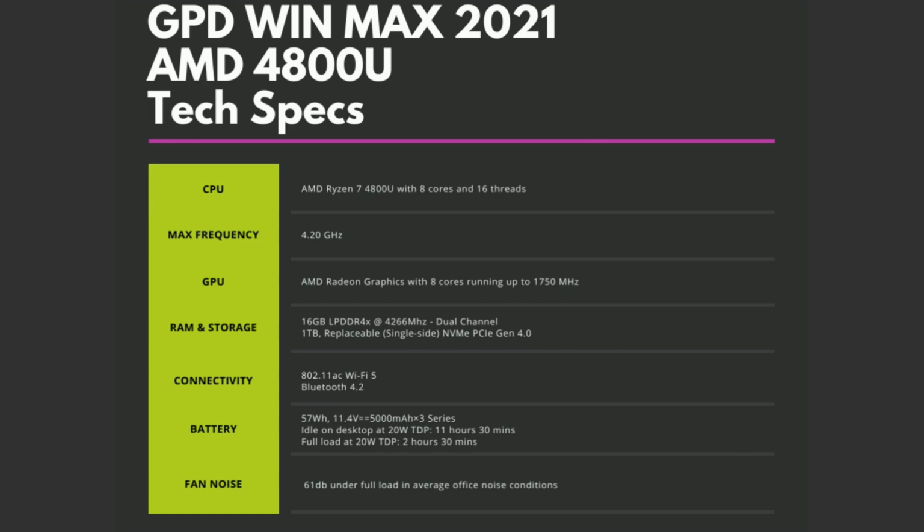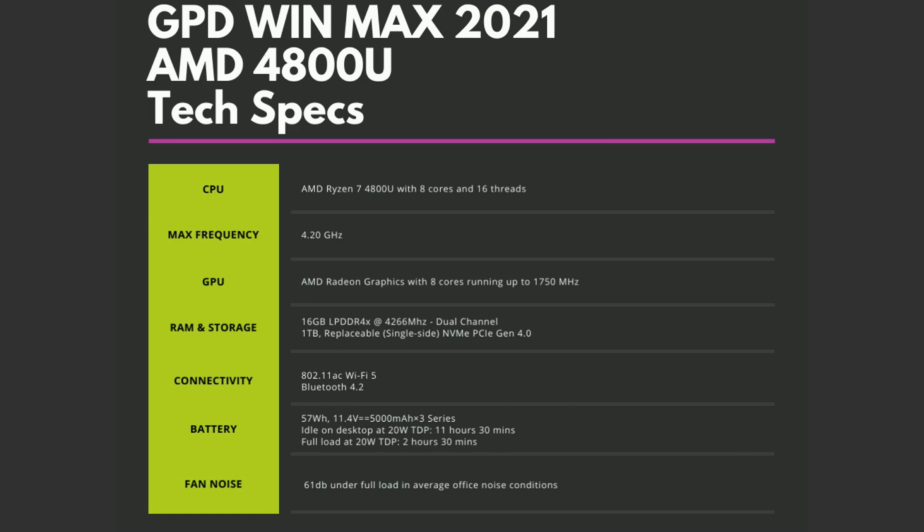Inside you can find an AMD Ryzen 7 4800U processor with Radeon graphics. It's the same used on the iNeo and ONEXPLAYER. There's 16 gigs of LPDDR4X RAM and 1TB of M.2 NVMe storage.